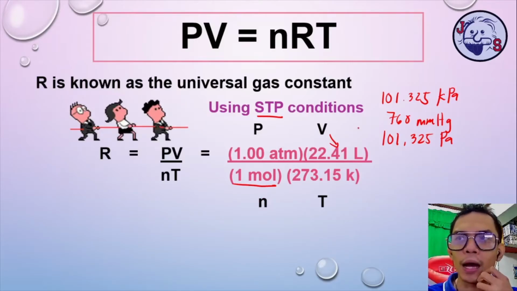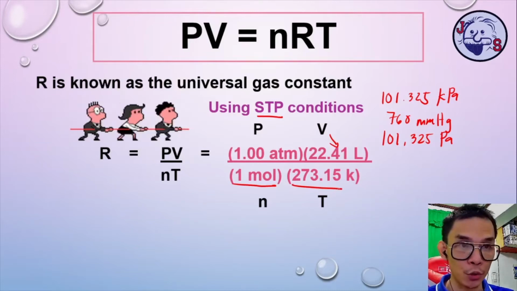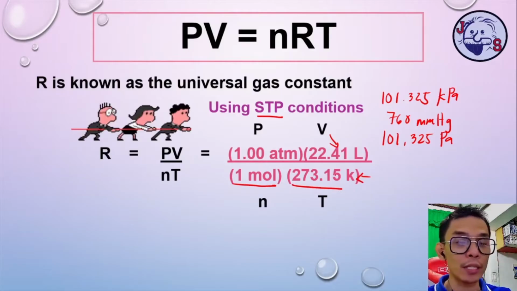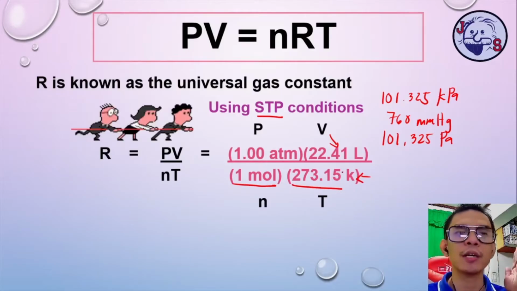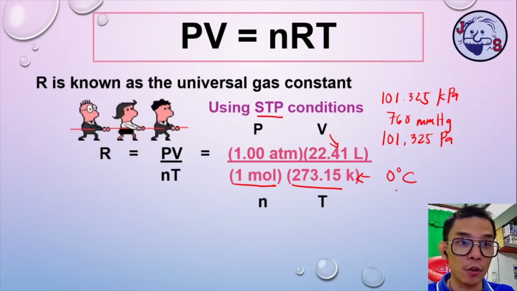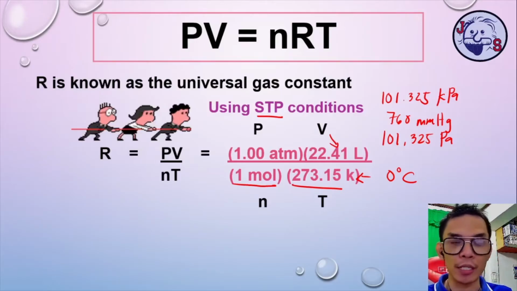Now, also, the absolute temperature, which is always in Kelvin. Always take note that it is always in Kelvin, not degrees Celsius, not degrees Fahrenheit. Now, this one is equivalent to 0 degrees Celsius, if you may ask. So, that's the standard temperature and pressure, the 0 degrees Celsius.